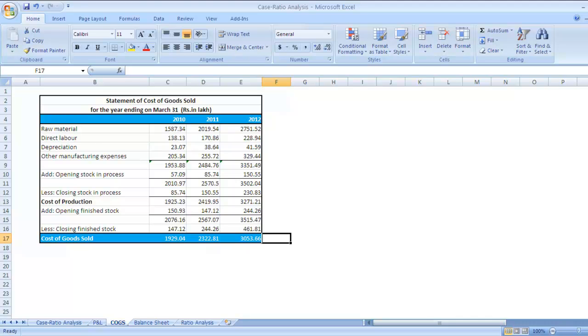The cost of goods sold is a statement basically about what goes in while manufacturing the product, and we can see here raw material, then direct labor, depreciation, other manufacturing expenses, then opening stock in process and closing stock in process. So essentially this is the cost of goods sold for 2012.